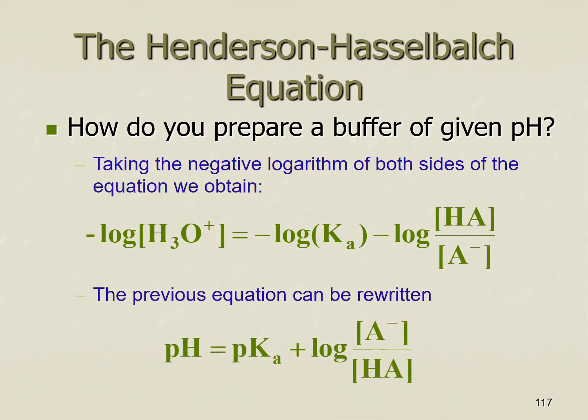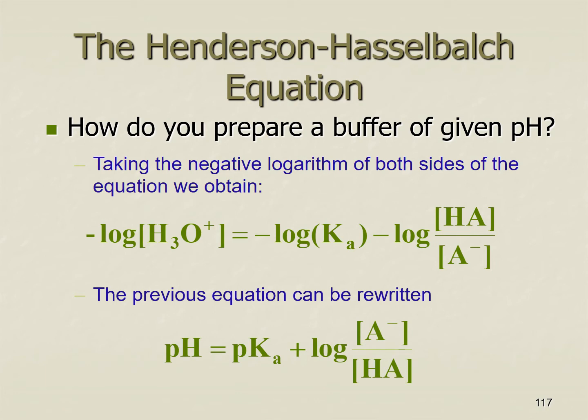And so negative log of H3O plus is pH. The negative log of Ka is called the pKa. And then what we did to get rid of that negative sign is just invert the log of HA over A minus. We inverted it and got rid of the negative sign. So this is called the Henderson-Hasselbalch equation: pH equals pKa plus the log of the concentration of the conjugate base divided by the concentration of the acid.